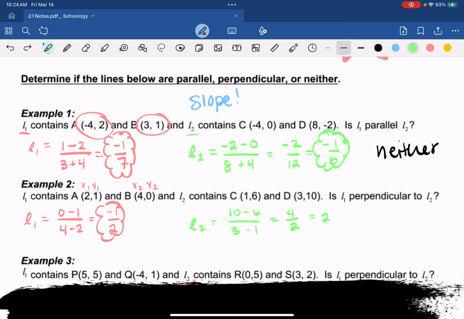However, let me get rid of my cloud for a second. I know that 2 is technically over a 1. So if I were to compare my two slopes here, one's positive, one's negative. One has a 1 on the numerator and a 2 in the denominator. And one has a 2 in the numerator and a 1 in the denominator. So these are opposite reciprocals. Which tells me that this is perpendicular.